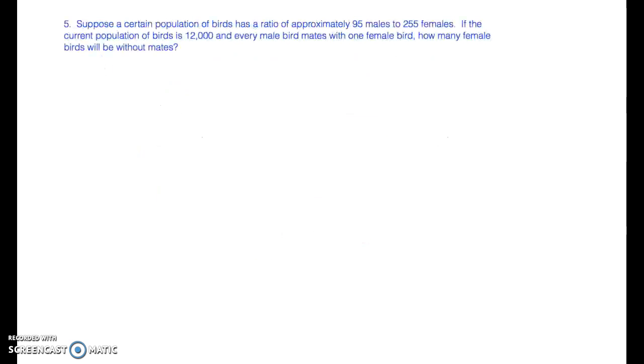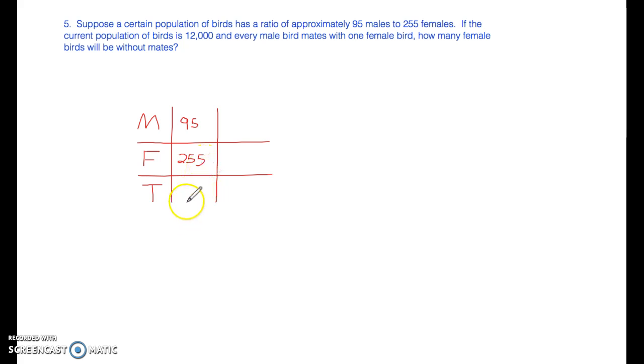Okay, the last one I'm going to go over is number 5. So on this one, I think it's best to make a table. So I'm going to be comparing the males, females, and then the total. So the first column, I'm going to deal with the ratios. So this is 95 to 220 or to 255. Remember, that's the ratio, so that number could be reduced. If we go through and total that, we'll get 350.